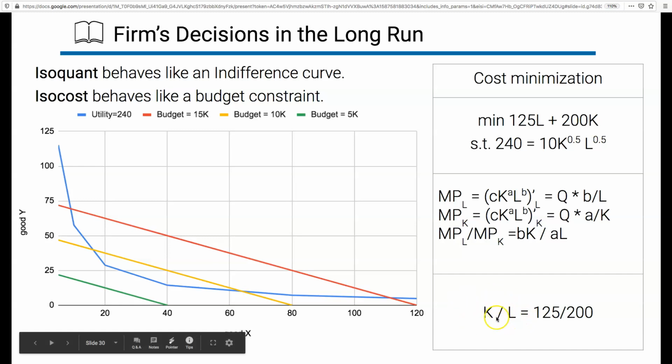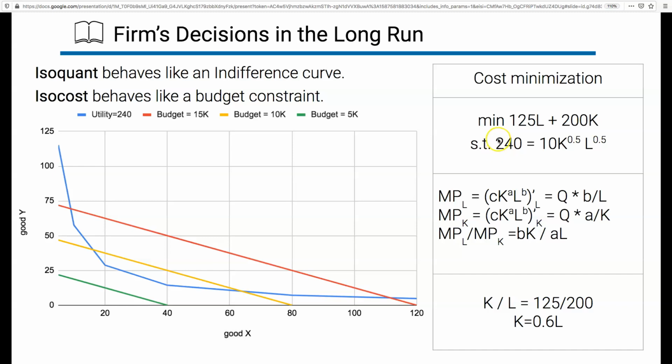With that in mind, we can express capital in terms of labor. We can say that capital is 0.6 of labor, because if we simplify this proportion by bringing labor to the right-hand side, 125 divided by 200 is exactly 0.6. So we need to hire a certain number of labor units, and the corresponding capital has to be 0.6 times labor. And then we can go back to the constraint. We know in which proportion capital and labor have to be hired, and we just need to find out how much labor exactly we need to hire.